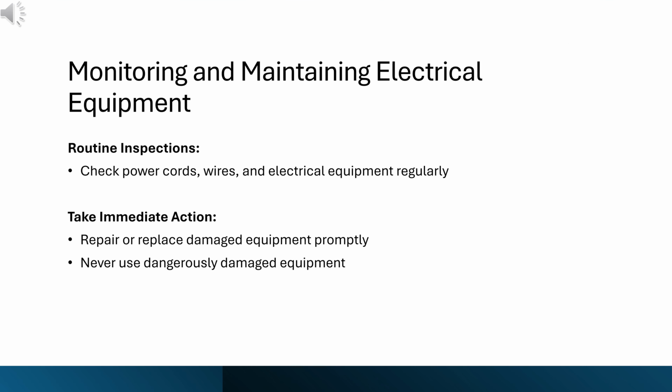Close monitoring of electrical equipment is crucial for safety. Regularly inspect wires, cords, and devices for signs of wear or damage. If issues are identified, repair or replace the equipment immediately to avoid accidents. Neglecting maintenance can lead to overheating, short circuits, and potentially devastating fires.